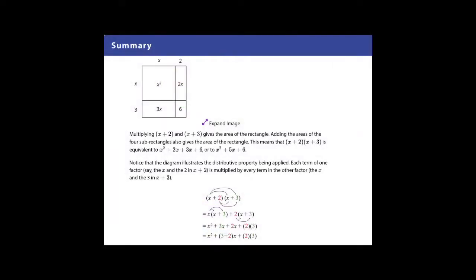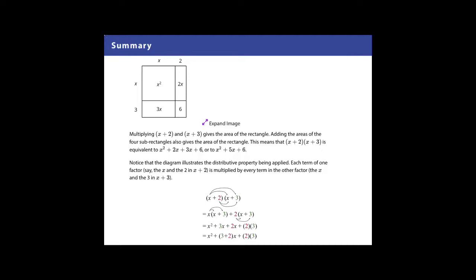So for your summary of lesson 8, multiplying x plus 2 and x plus 3 gives the area of the rectangle. Adding the areas of the 4 subrectangles also gives you the area of the rectangle, which means that x plus 2 times x plus 3 is equivalent to x squared plus 2x plus 3x plus 6, or x squared plus 5x plus 6. And then notice that the diagram illustrates the distributive property being applied. Each term of one factor is multiplied by every term of the other factor.